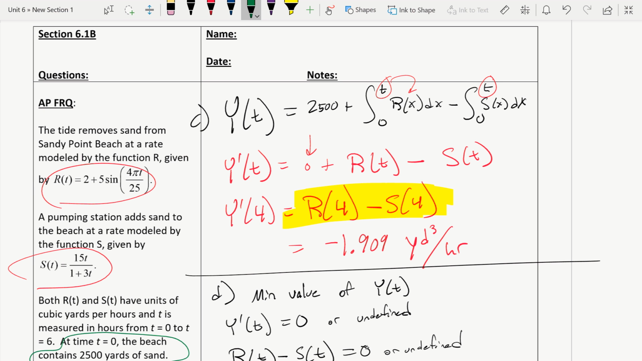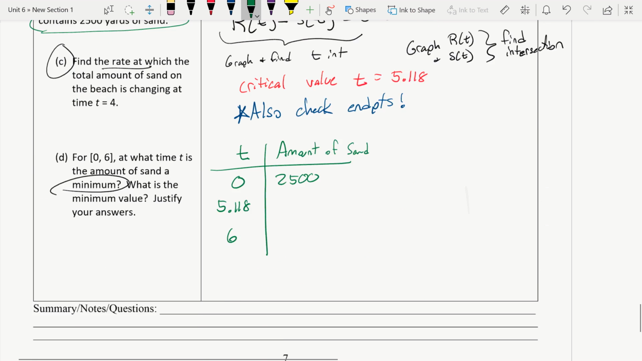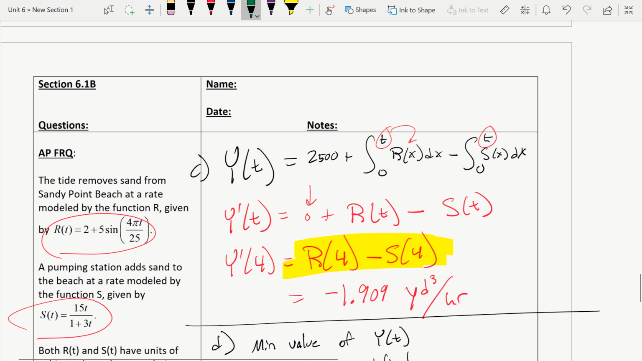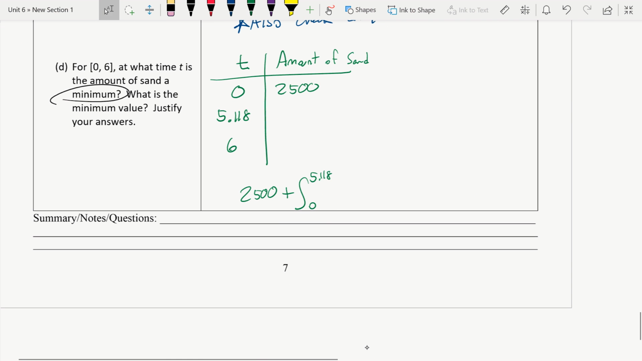So I would say, like in my calculator, I would do 2,500 plus the integral from 0 to 5.118 up. And you can actually condense those two integrals together because they're just subtracted, right? So you could say, I'm just going to say r of x, since I probably shouldn't use the same variable twice, minus s of x dx. You punch this in your calculator. Actually type out the whole function. Don't type r parentheses x. And you will find the amount at that time would be 2492.369.